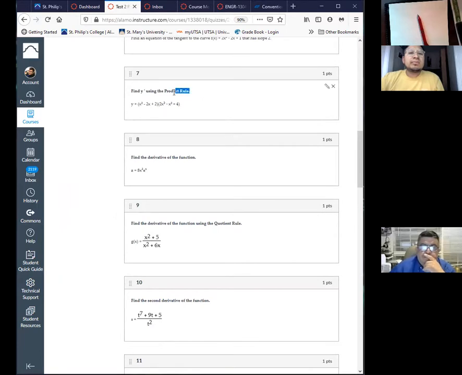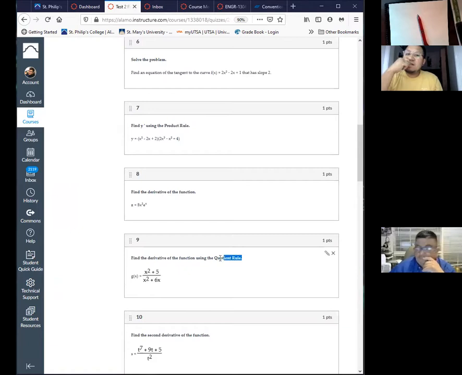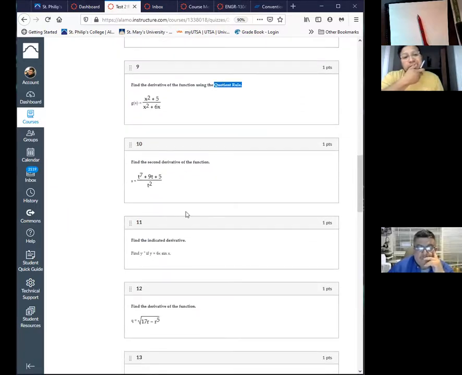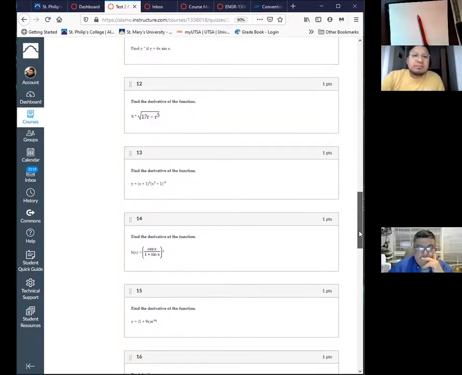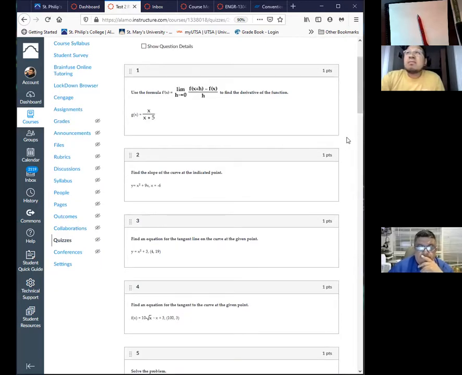Here actually tells you to use a product rule. Here tells you to use quotient, but the rest you just do it. Do whatever method you want. Okay. But the entire test is just about derivatives. So you'll have the basic power rule all over the place, product rule, chain, quotient, etc. So let's do number one, because I think that one might be one of the harder ones.